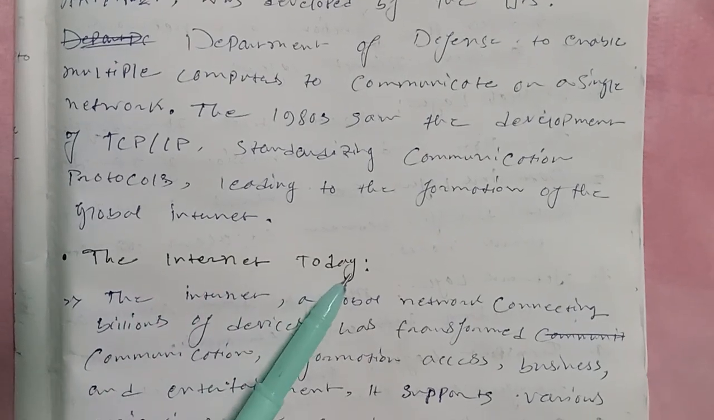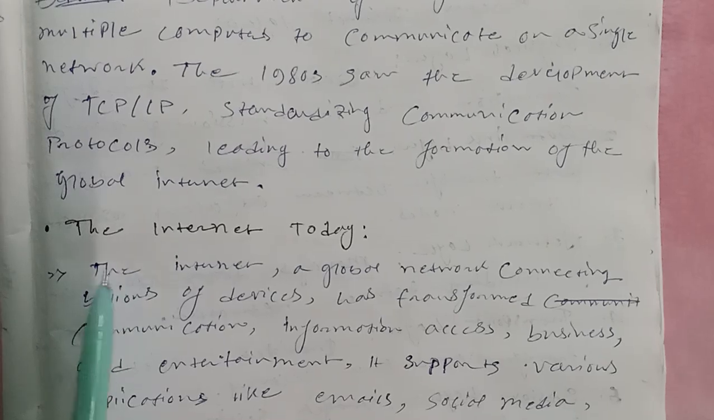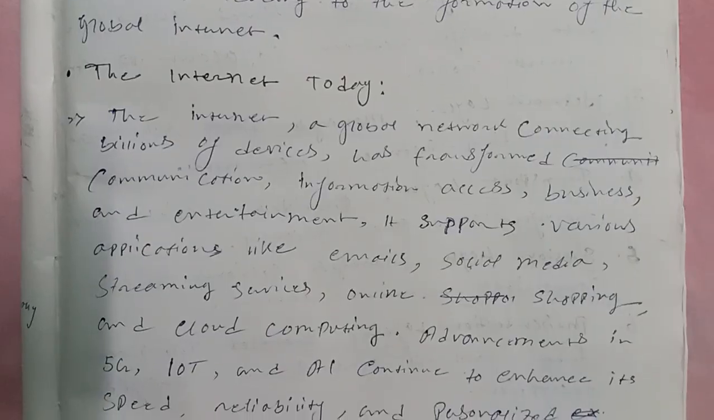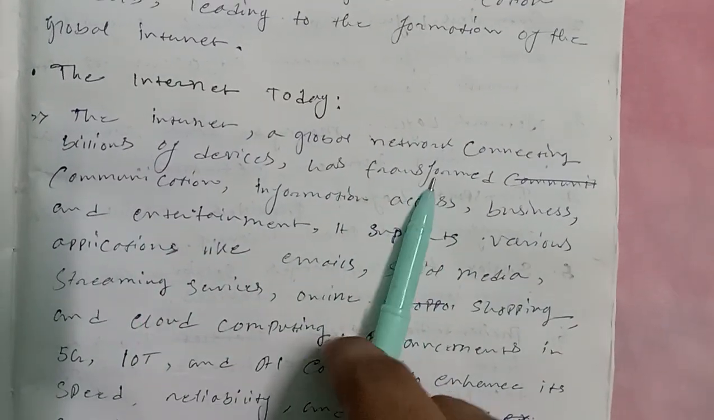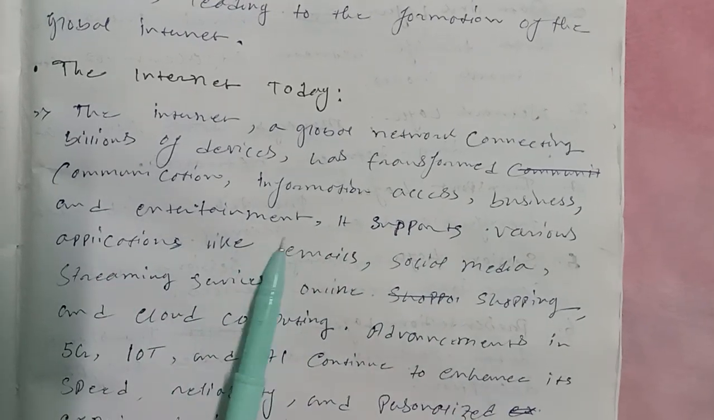The internet today. What is the internet today? The internet is a global network connecting billions of devices. It has transformed communication, information access, business, and entertainment.